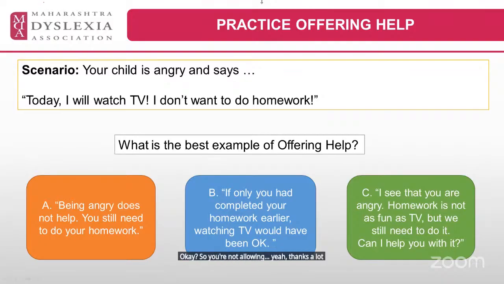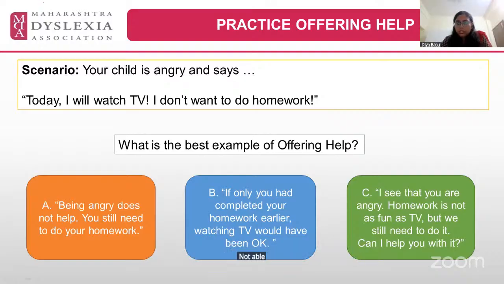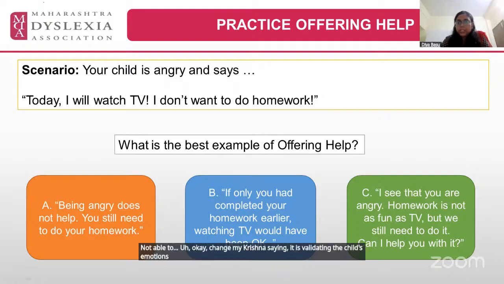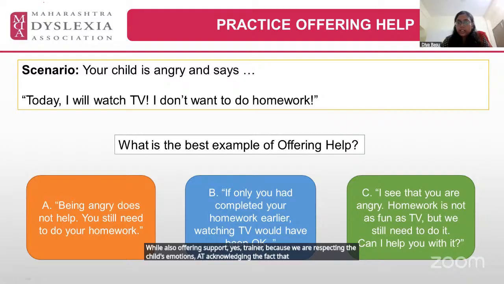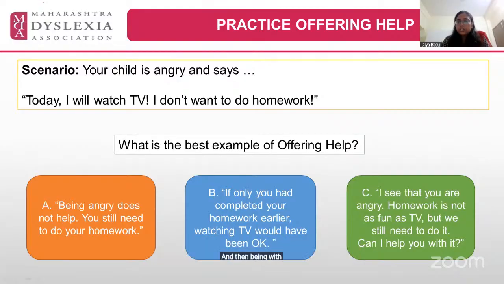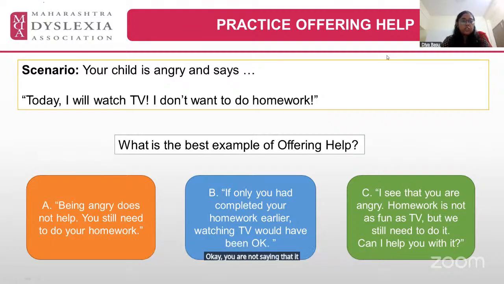Yes, I have got a response in the chat also. Let me have a look at that. Okay, Chinmay Krishna is saying it is validating the child's emotions, exuding empathy, while also offering support. Yes, Prerna, because you're respecting the child's emotions. Aarti, acknowledging the fact that understanding the child and then being with the child to complete the work. Yes. So you're not excusing the child from the work over here. Note, you're not saying that it's okay to watch TV for one day.